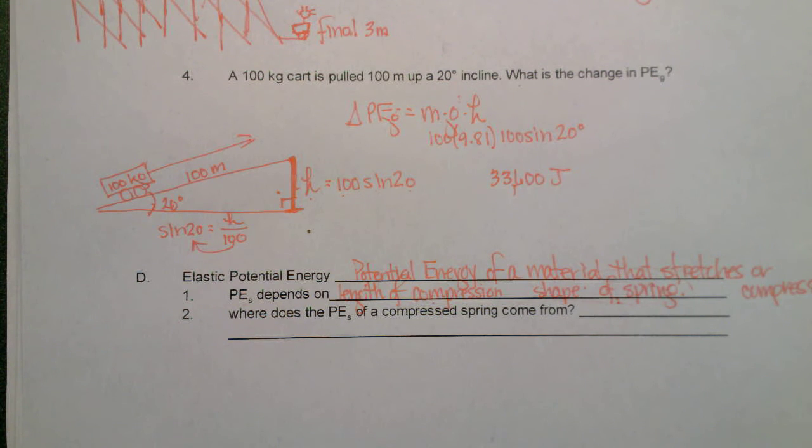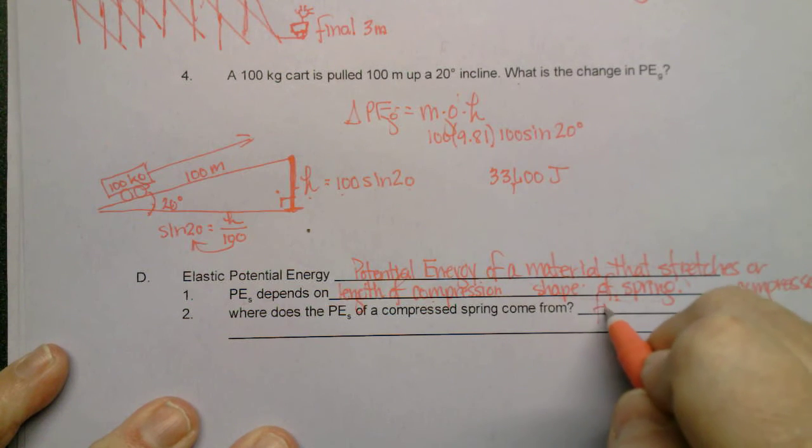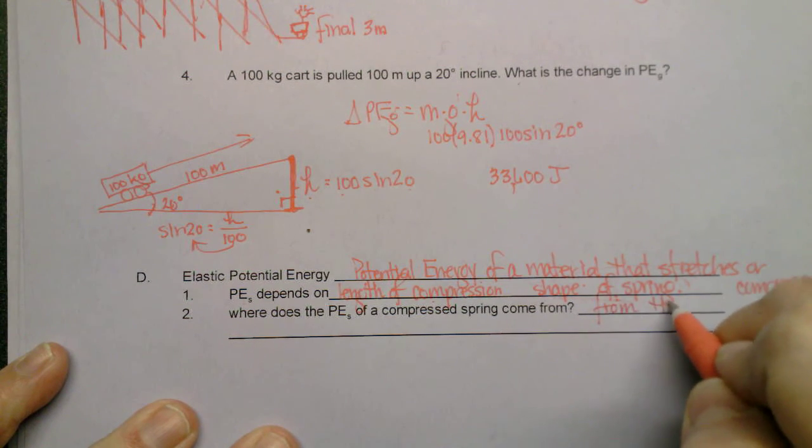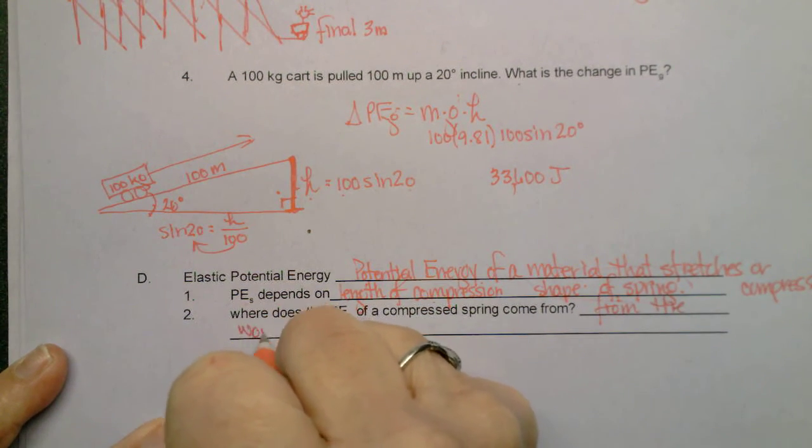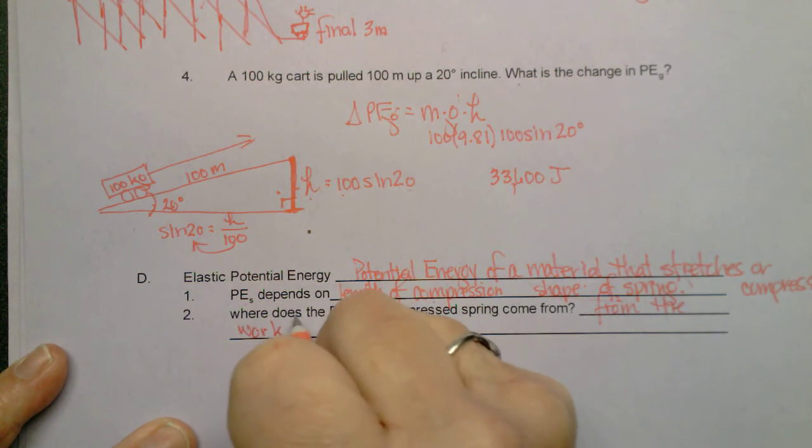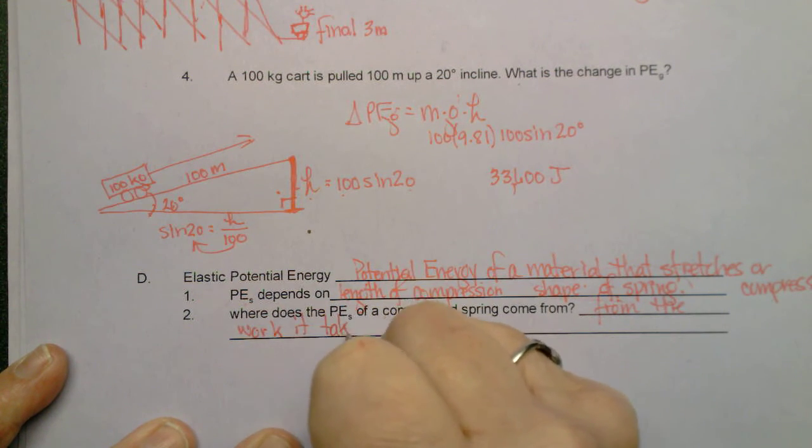Where does the potential energy of a spring, of a compressed spring, come from? How do I build potential into the system? I build it from the work it takes to compress the spring.